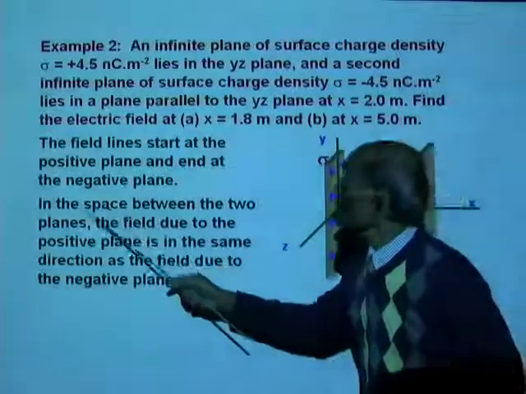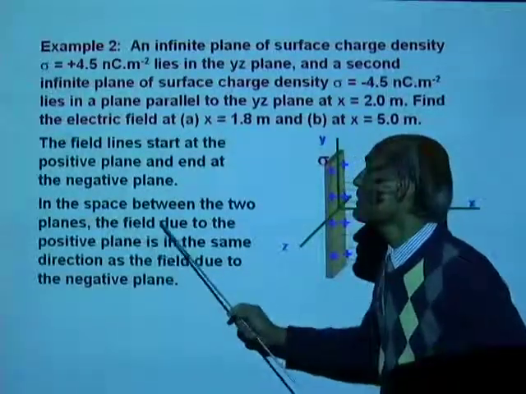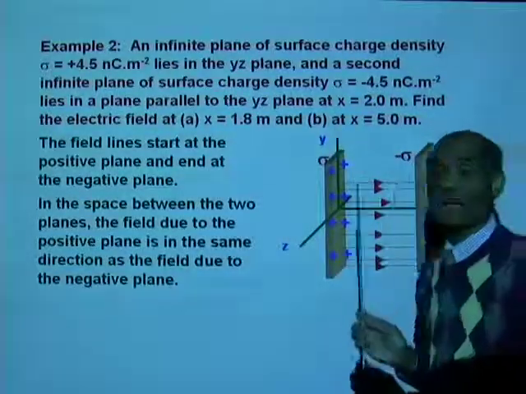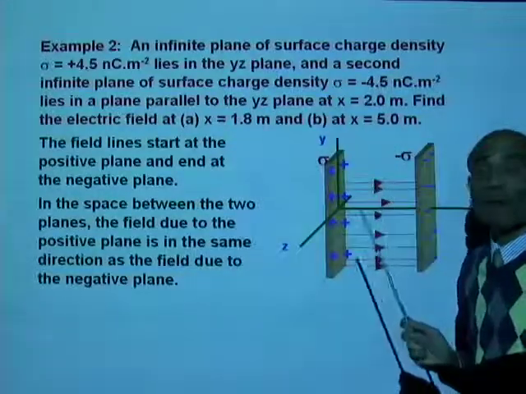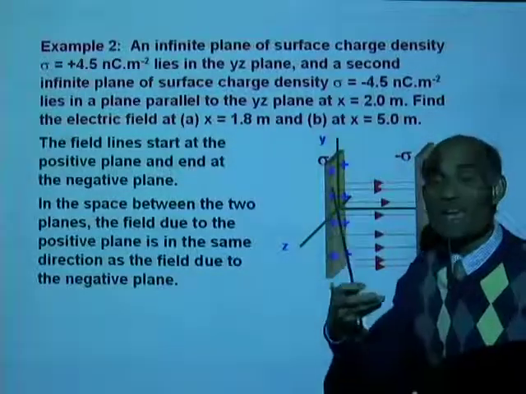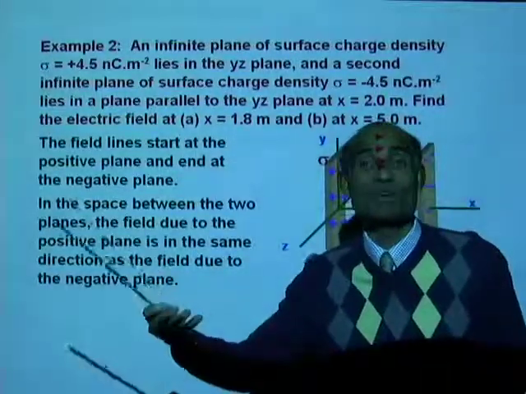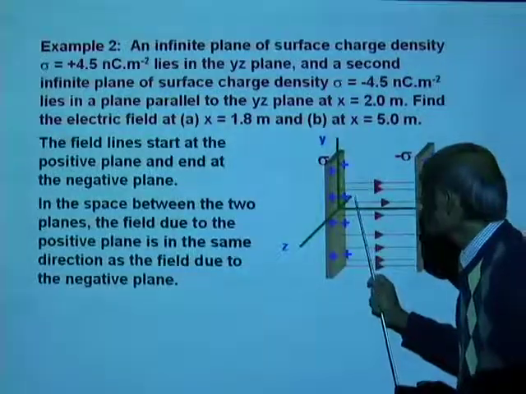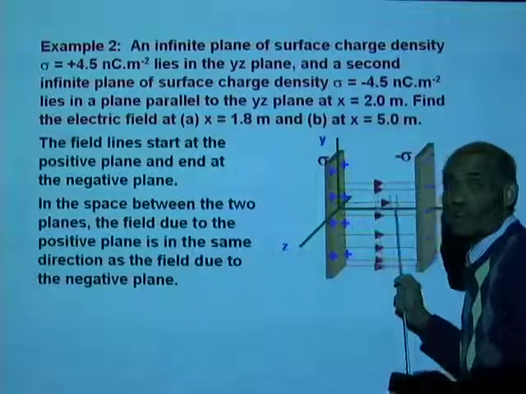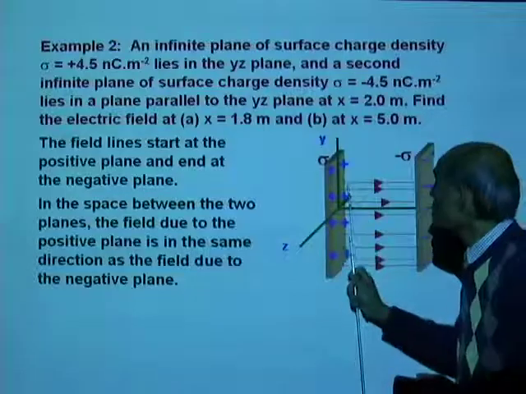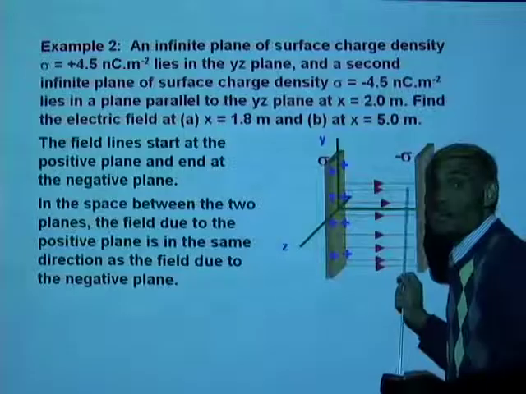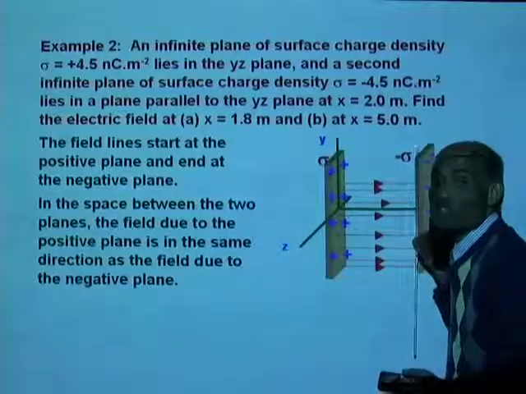Alright? In the space between the two planes, the field due to the positive plane is in the same direction as the field due to the negative plane. Why? The direction of the electric field is the direction in which a positive test charge will move. If you place a positive test charge here, it will move away from the positive and towards the negative. That means the electric field in between the two planes will be the same direction due to both these charges.